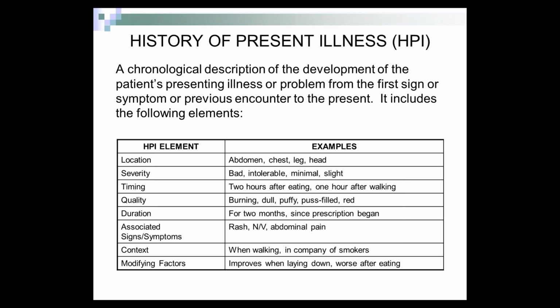It includes the following elements: location, or where in the body is the problem located; the severity, how does it feel, what's the degree of the problem; timing, when does the problem happen, or is it constant, does it happen at certain times of the day; quality, what does it feel like, or are there any other descriptions of the actual problem itself; duration, how long has it been going on; associated signs and symptoms, are there any other manifestations of the problem; context, when does it happen? Does it happen at work? Does it happen when they're walking? Or what's going on around them? Modifying factors, is there any improving from any type of treatment, or does it worsen from anything that they're doing?